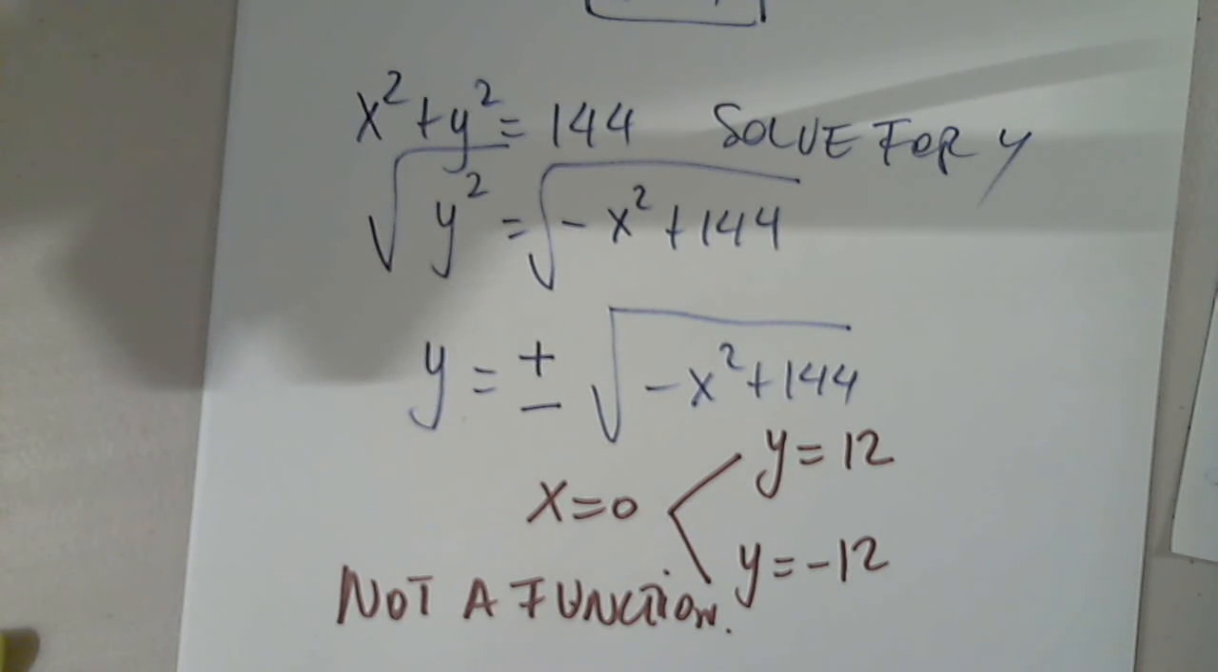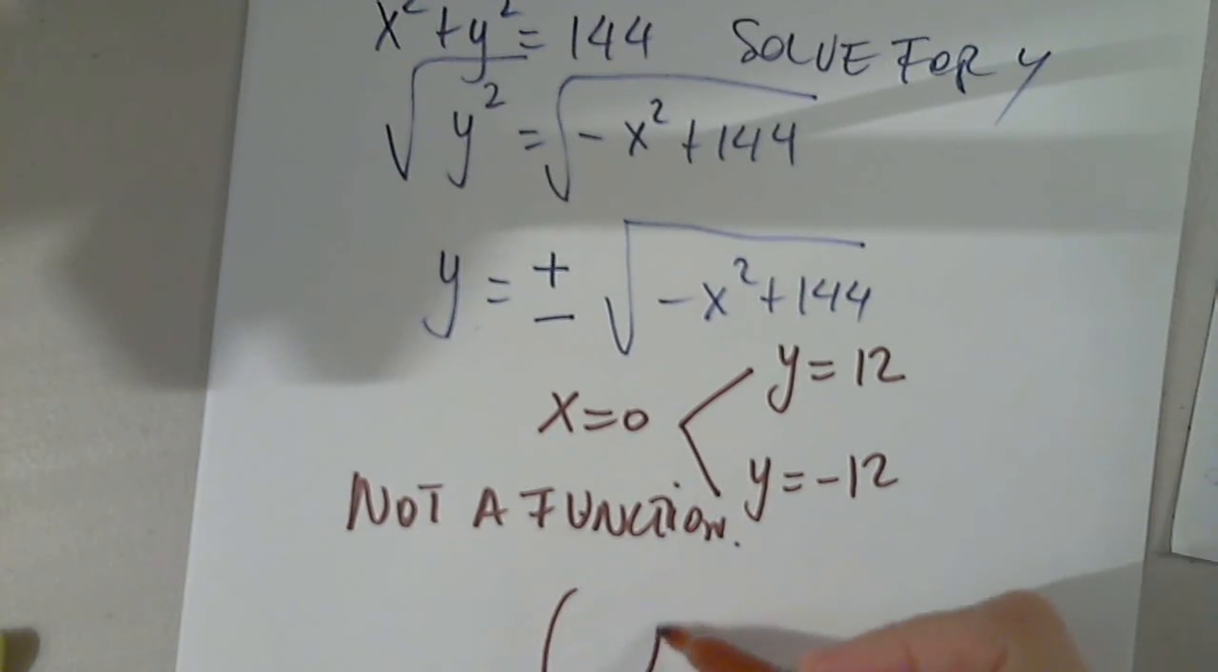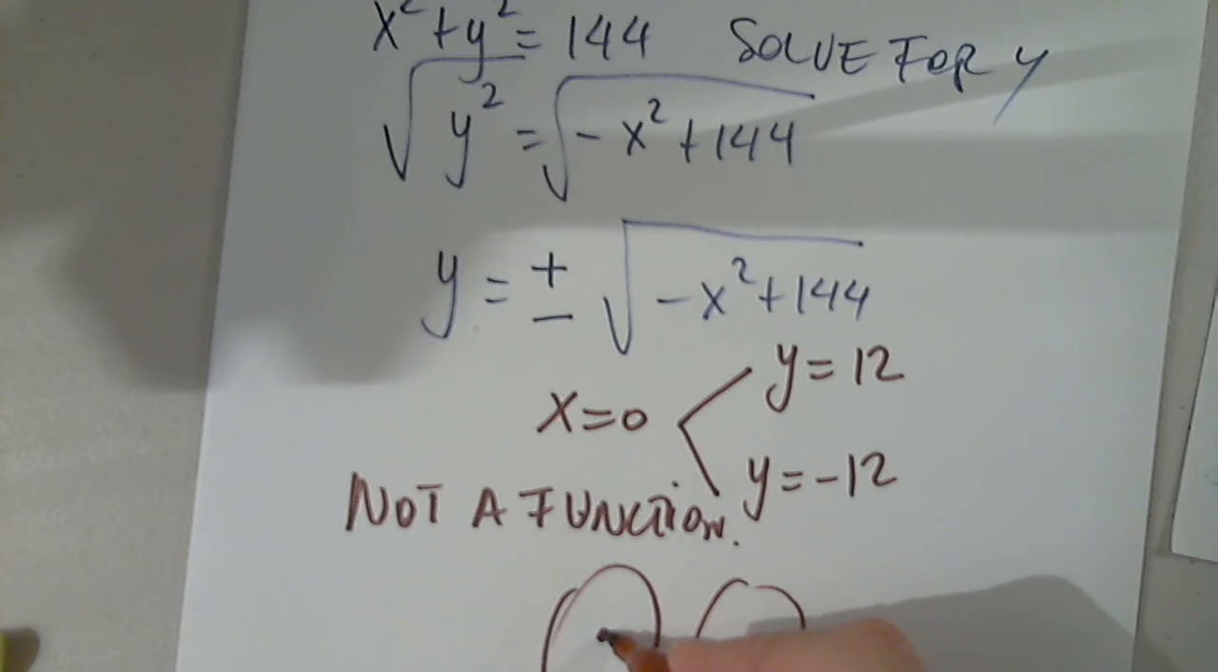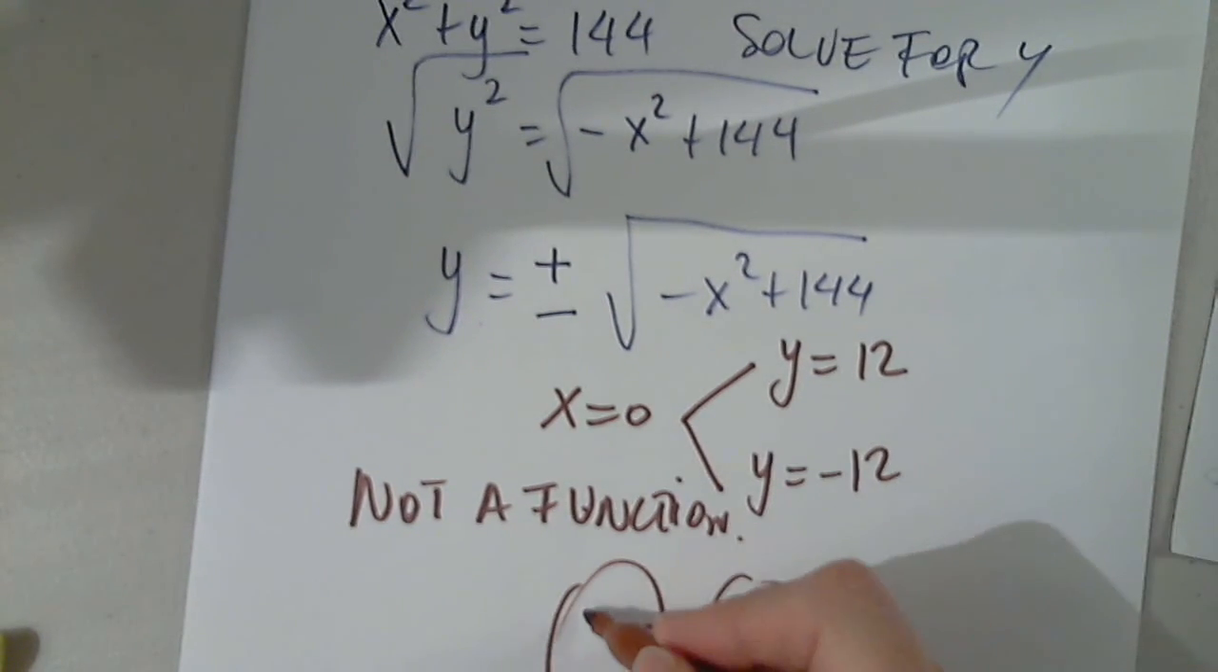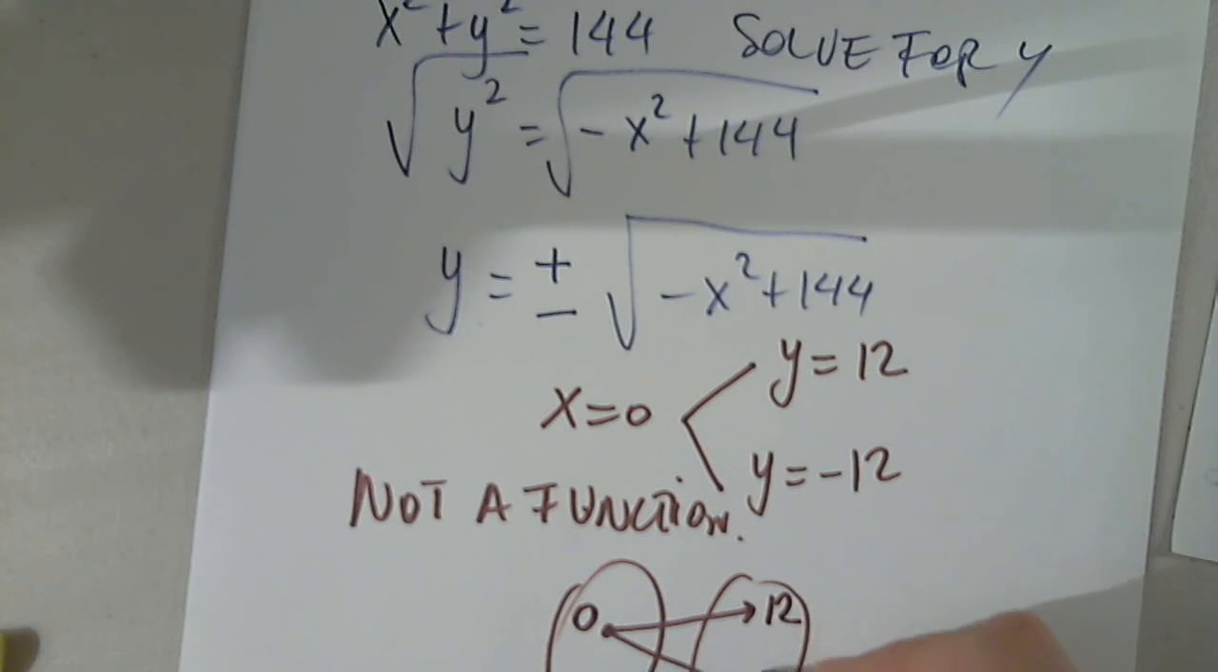There's two x's that have one y solution, basically. No. It is sufficient to show that one x corresponds to two different y values. X equals 0 corresponds to 12 and negative 12. And this is a relation.